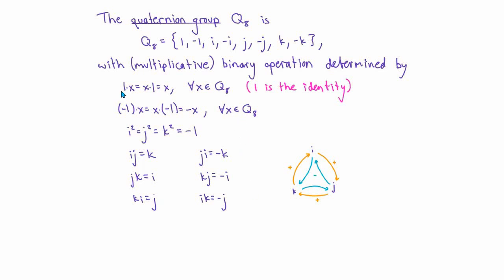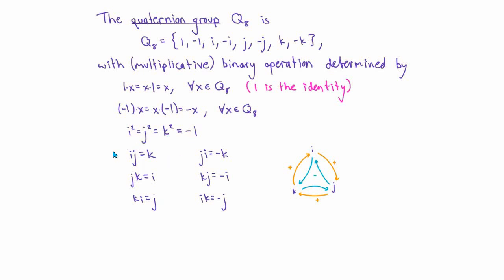First of all, because 1 is the identity, 1x and x1 are equal to x for every x in the quaternions. And secondly, for every x in the quaternions, we define -1 times x and x times -1 to be -x, with the convention that -(-1) means 1, -(-i) means i, and so on. Next, i, j, and k all have the property that when you square them, you get -1.